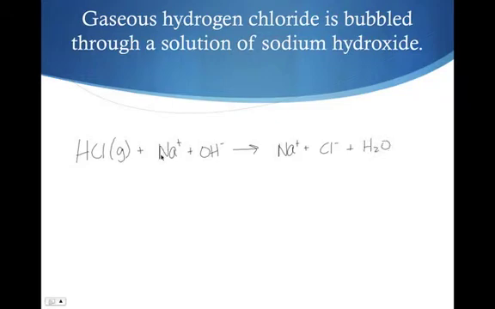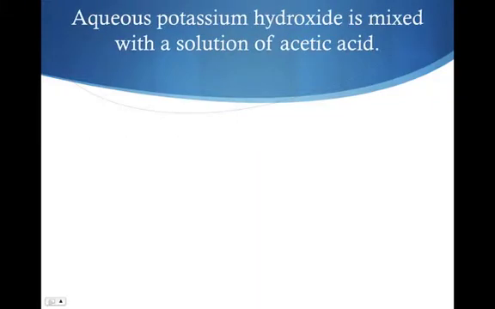Cross out my spectators. My overall reaction that I would write in the little box on question number 4 is HCl plus OH minus yields Cl minus plus H2O. Double check to make sure it's balanced. We're good. We can move on. There would be a question that you would have to answer about this, but right now we're just working on the equation itself. Okay, aqueous potassium hydroxide is mixed with a solution of acetic acid. Potassium hydroxide is a strong base.